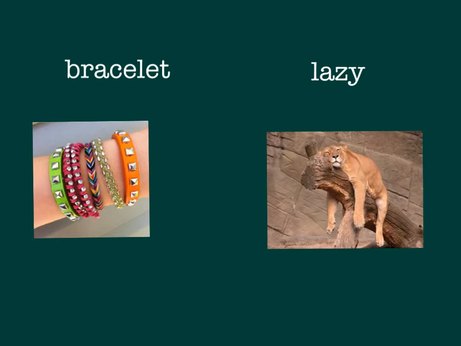Now, look at these two words, bracelet and lazy. I'd like for you to turn to a partner, read these words to your partner, listening for the long A sound. Where do you think the accented syllable is? Tell your neighbor what letters make the long A sound in each word.